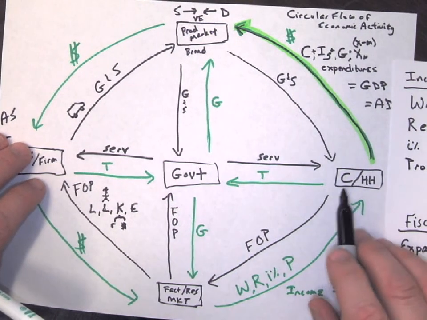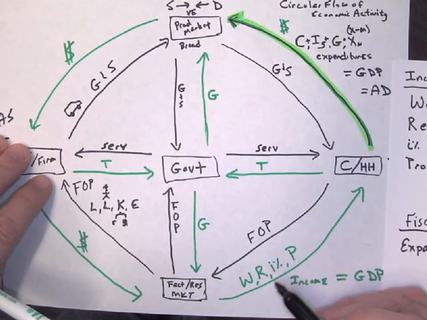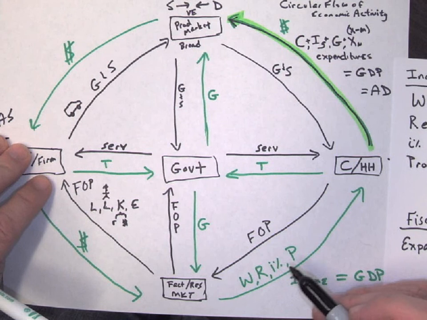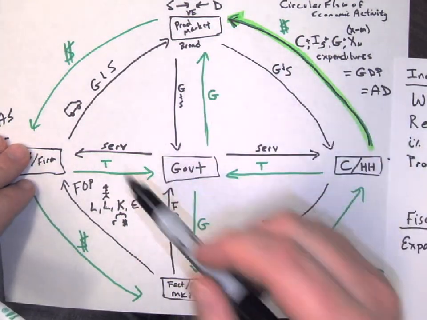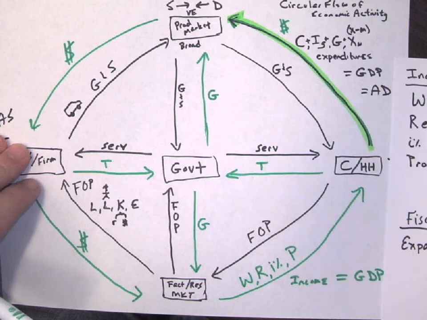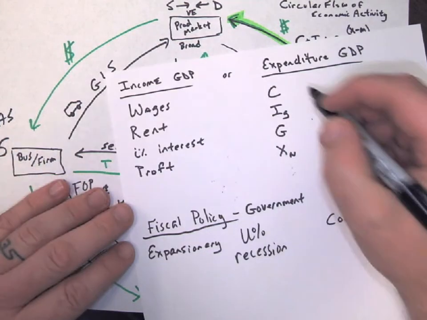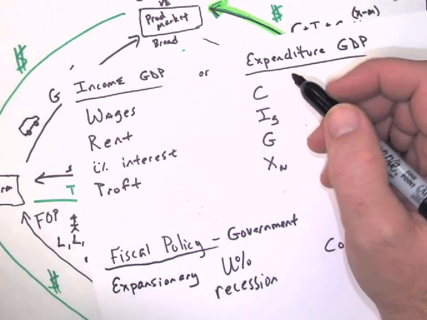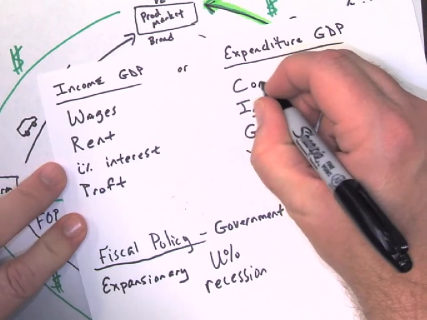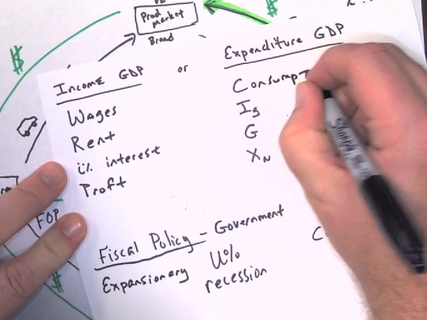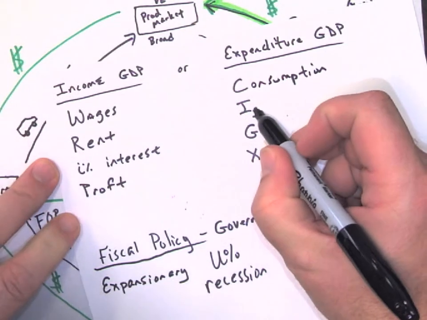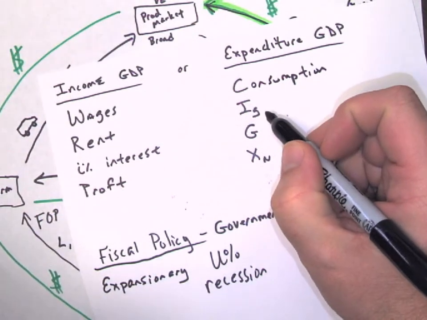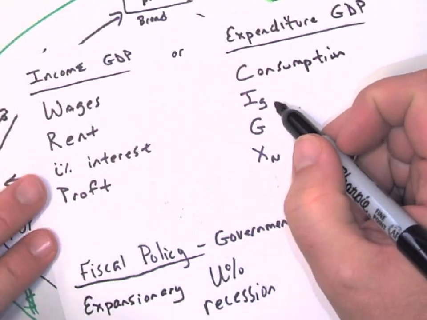Whenever the consumers of the households get their income in the form of wages, rent, interest, or profit, then they're going to go spend it in the product market. So the circular flow, the money continues to move around. Okay? So whenever we go to spend our money, that money is going to be spent as consumption. So capital C stands for consumption. The capital I with the lowercase g stands for gross private investment.